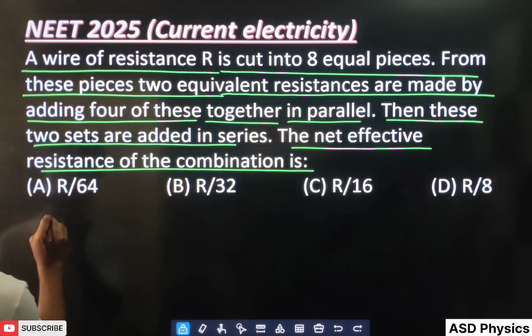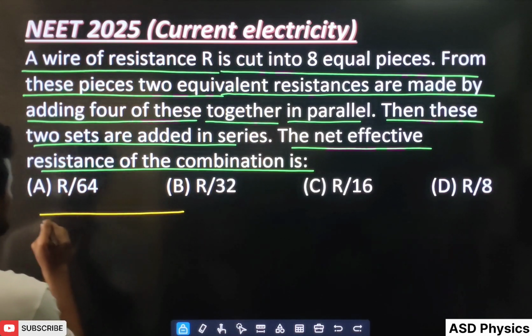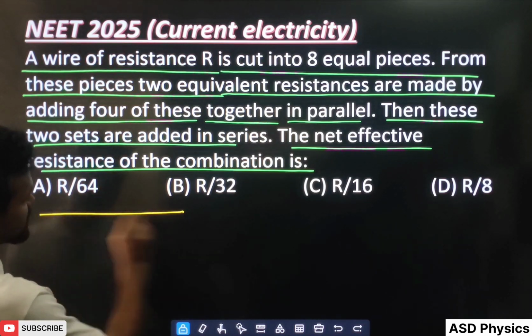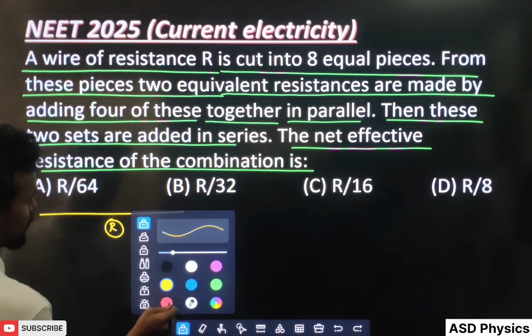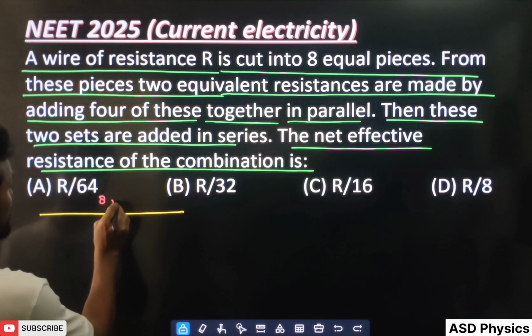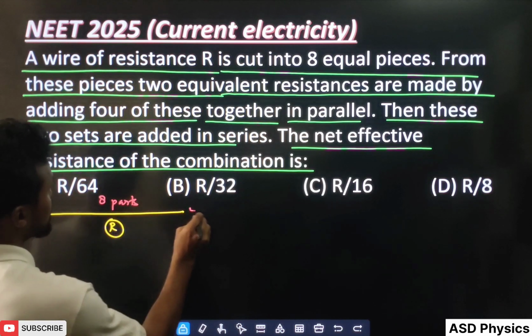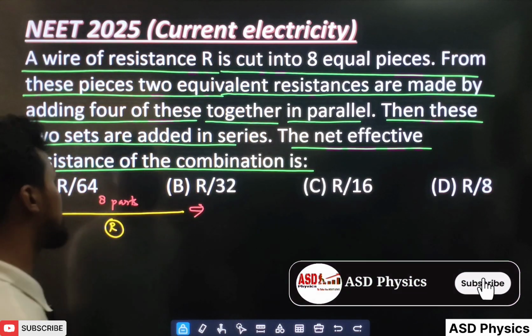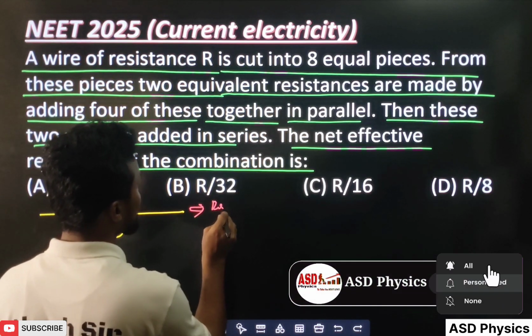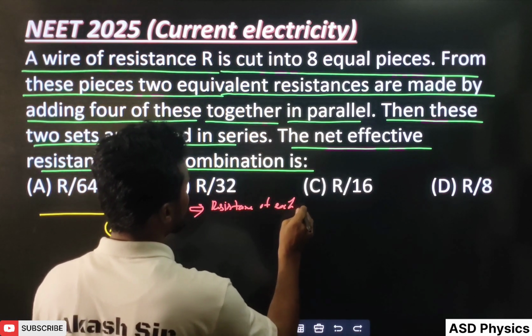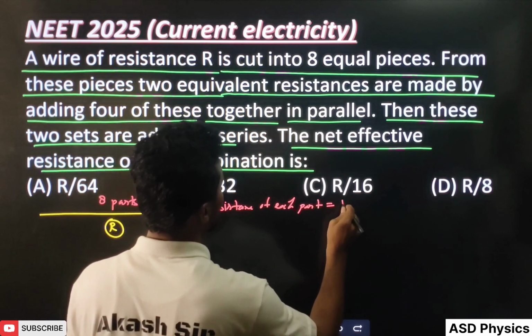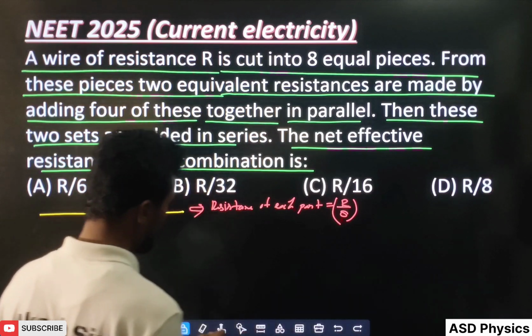One wire is this. Let's take this is the wire, and this wire is uniform. Resistance is distributed uniformly. Resistance how much here? R. So what will happen here? When this wire is cut into 8 parts, then the resistance of each part, how much here? Can you see? Resistance of each part will be R by 8.